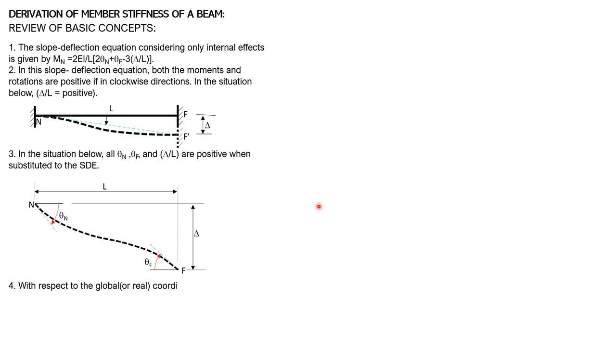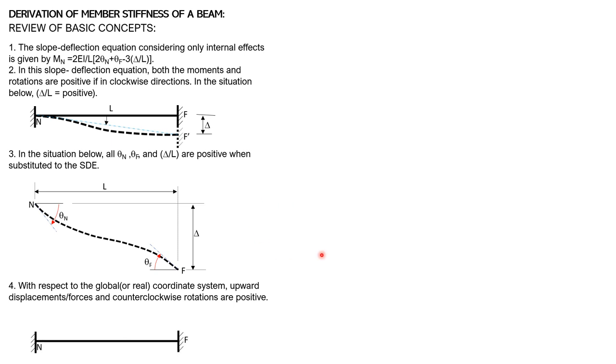With respect to the global or the real coordinate system, remember that counterclockwise direction for rotation is positive. Upward displacements and upward forces are positive, and of course, counterclockwise moments are positive. So in this case, to have a positive upward displacement, that should be the rotation of the chord. So delta is positive for this case. That's the positive displacement, and the chord rotates clockwise, so delta over L remains positive in this case because the chord rotates clockwise.